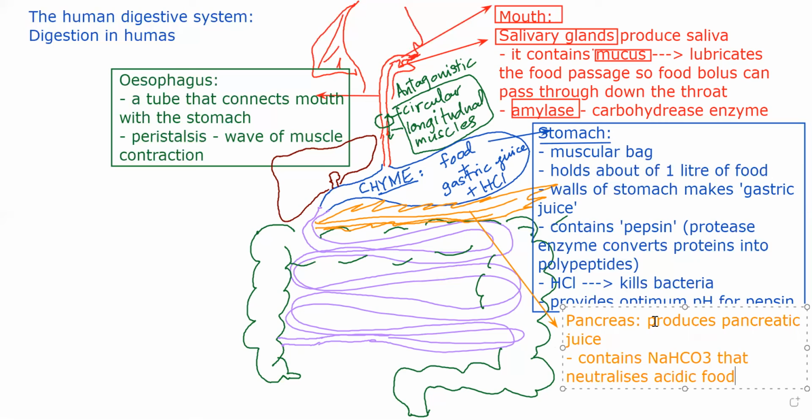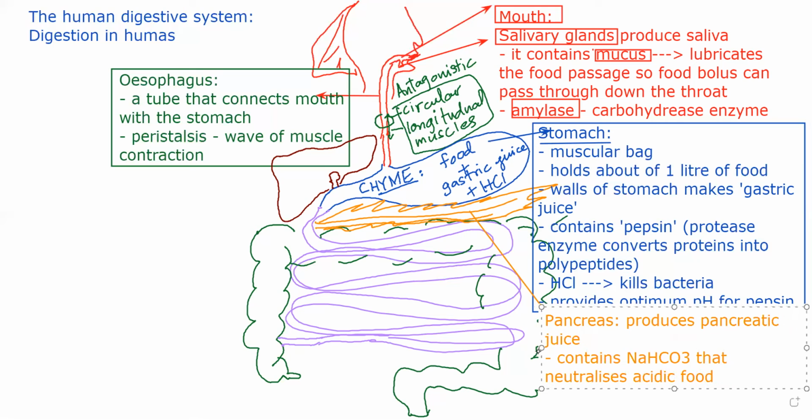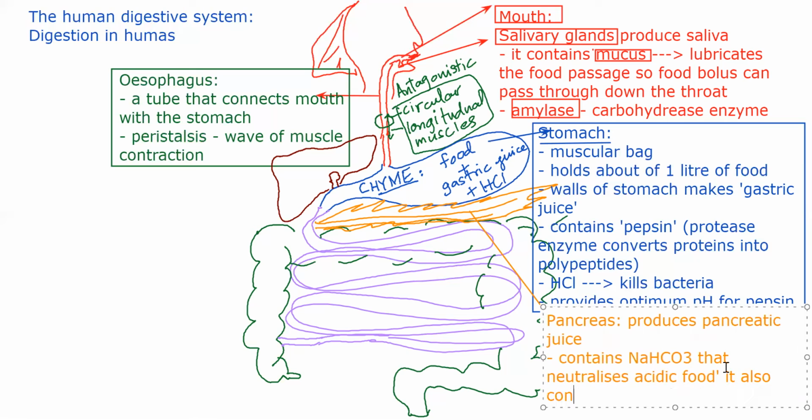Other than that, what does it contain? It also contains 3 enzymes: amylase, lipase, and trypsin. Trypsin is the protease enzyme. Yes. So here we are done with the pancreas too.